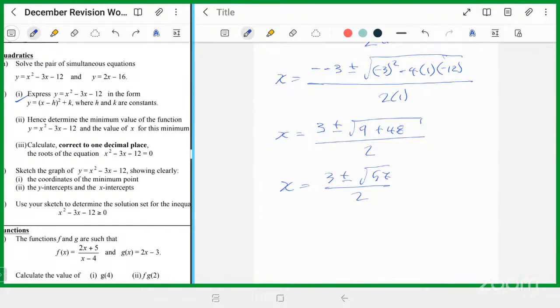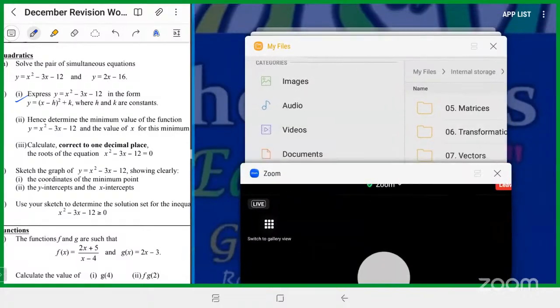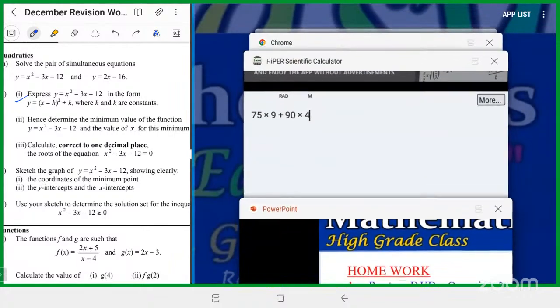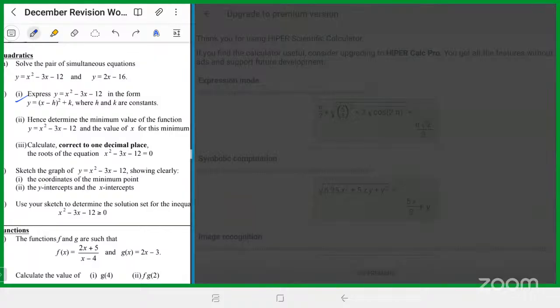I'm not going to bother to work it out. It will be x equals 3 plus root 57 over 2, or x equals 3 minus root 57 over 2. Let me just get the calculator and do it, and then I write them down over here. Where is my calculator? Right here. Let me do it right here.